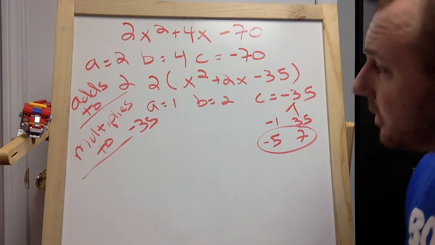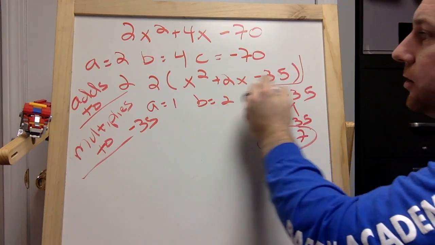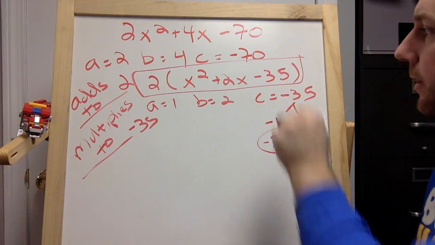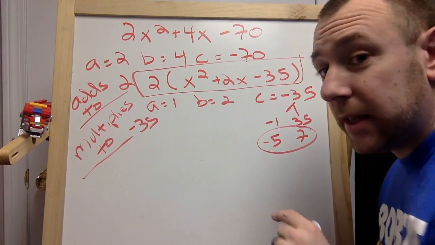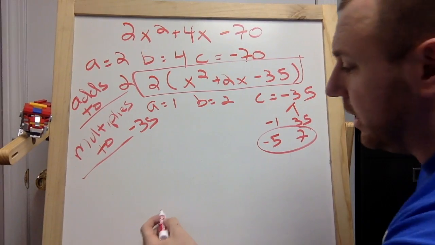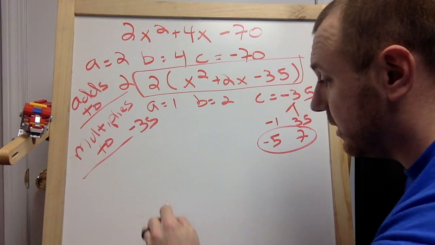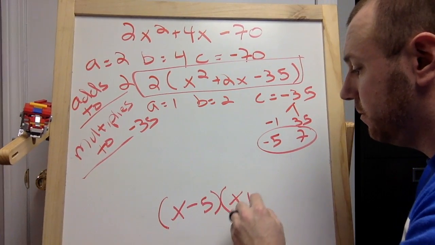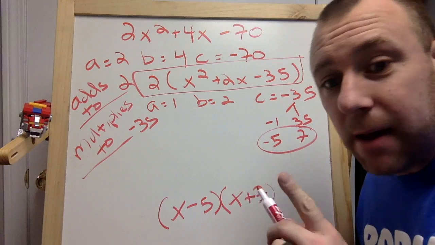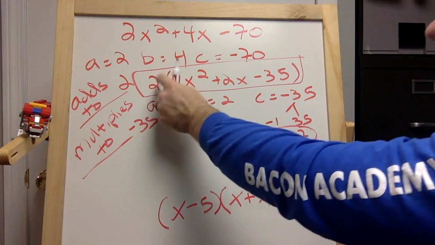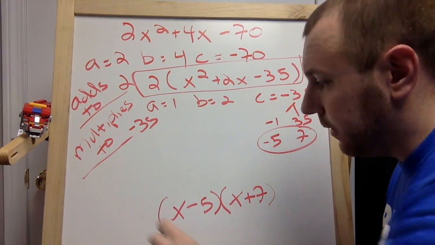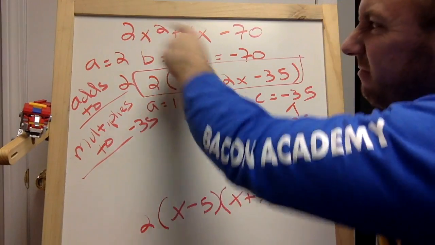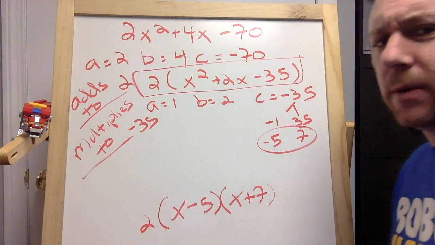Now, the trick with this question is I'm using this equation right here. So if you're really good at this point, you can just write the parentheses, the factored form, except when you write that, you've got to remember to put that 2 out in front, because we did factor that out before we started.